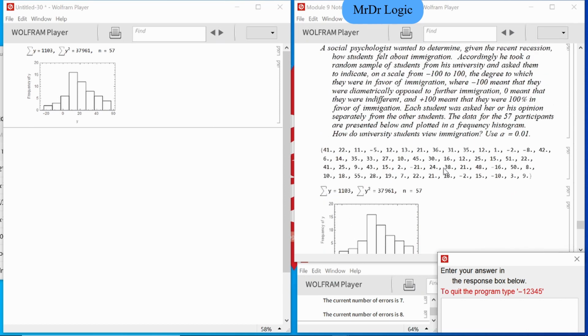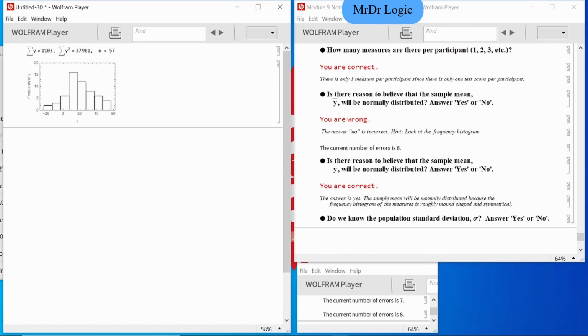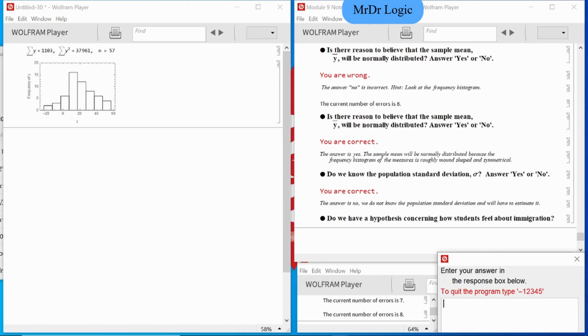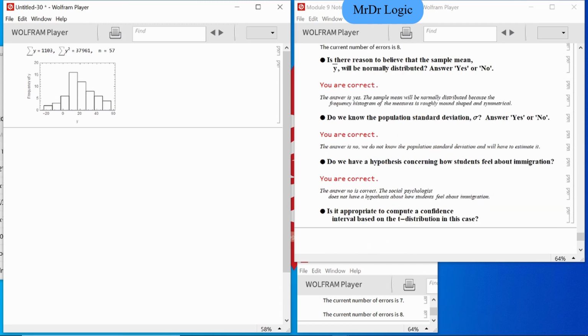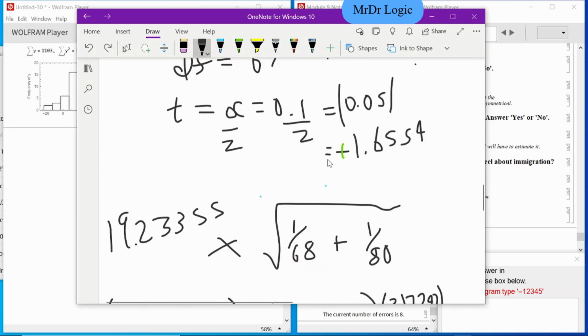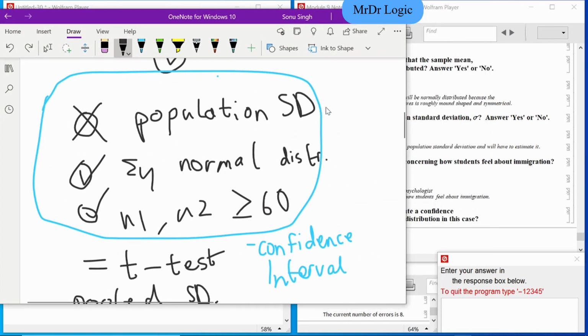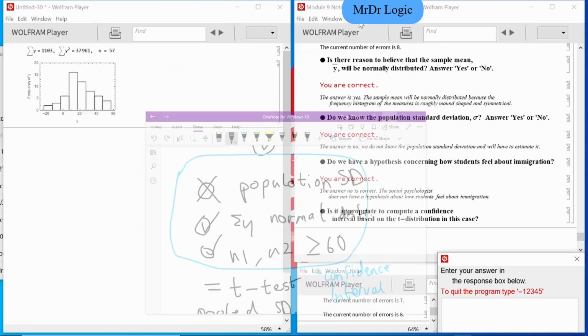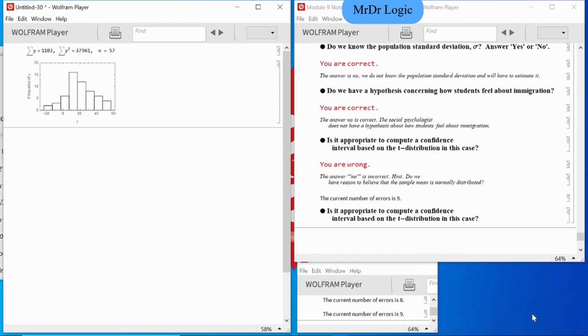Do we know the population standard deviation? Again, we're not given that. Do we know the hypothesis for immigration? Usually no. Whenever I say the word usually, I'm really scared. If we go back to confidence interval, we do not know the standard deviation. It's normally distributed. It's not above 60. So I'm going to try no. It's yes.